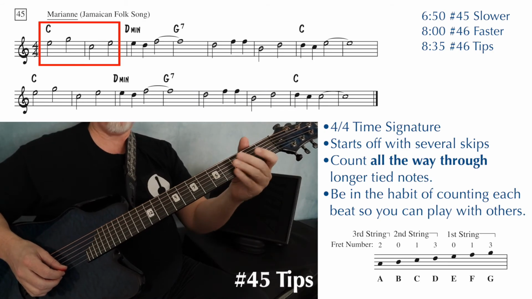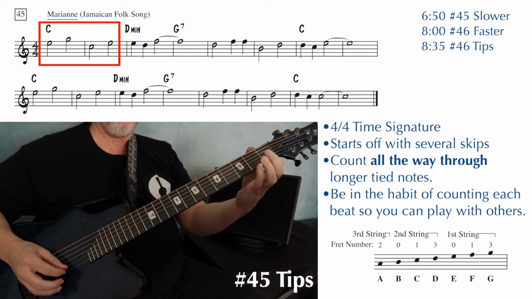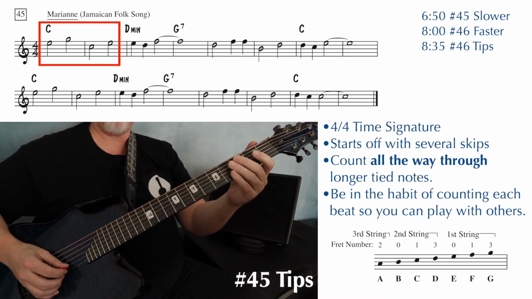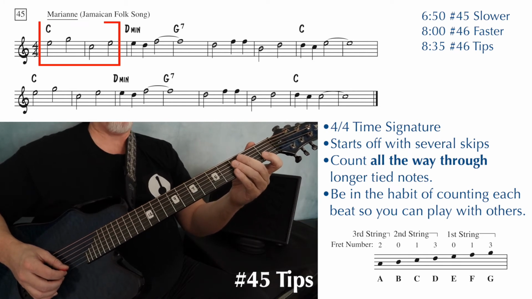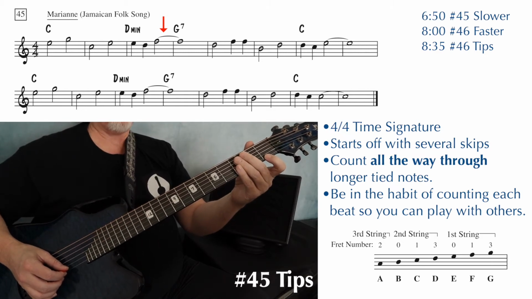Marianne starts off with some skips. E, G, C, E. And make sure you keep your fingers close to those frets while you're playing those open E's. We have our first tied note at the end of measure 3. We're tying the half note F into the whole note F in measure 4.